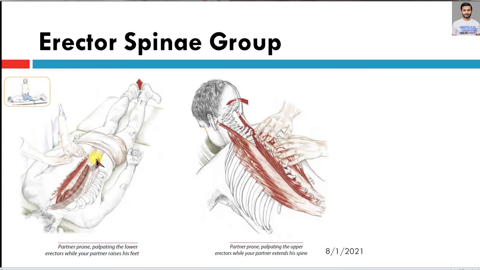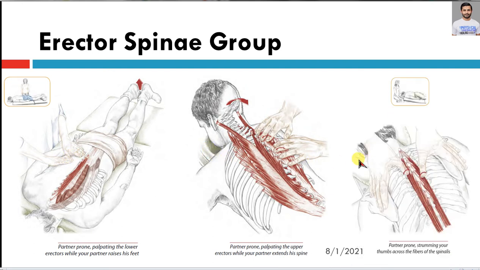So if you move your fingers, let's say 4 to 5 fingers away from the spinous processes, then you can find these muscles, the most lateral being iliocostalis, then medial to them the longissimus, and then medial to them will be the small muscles. Here you can see how these muscles lie, and you can also strum your thumbs.